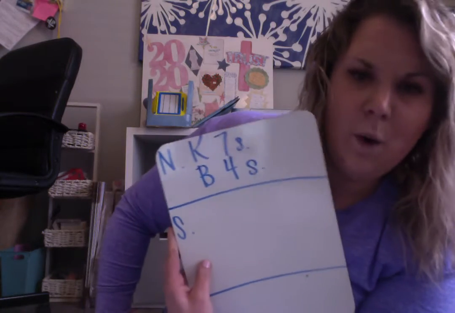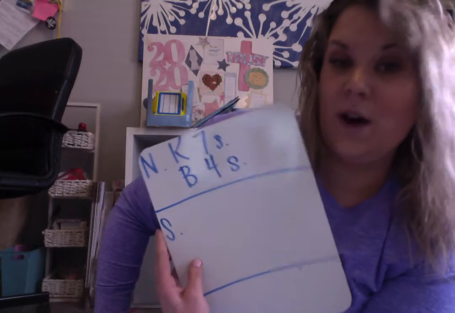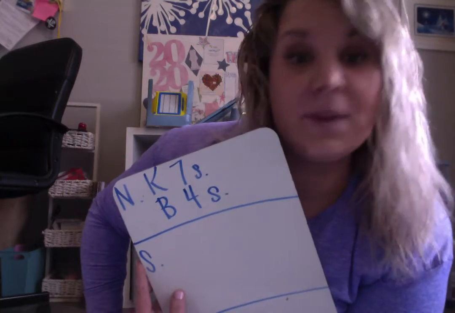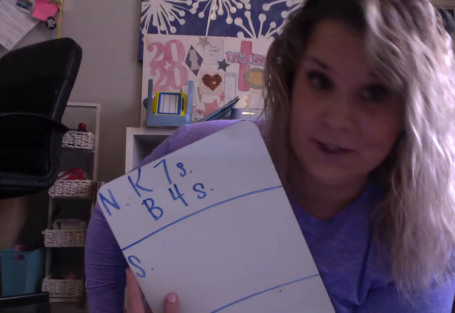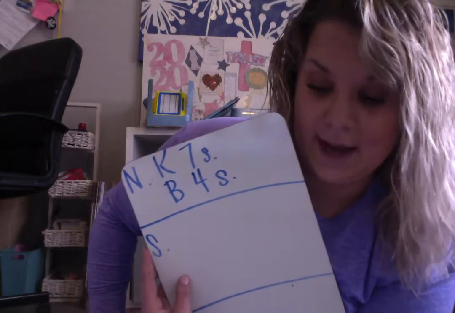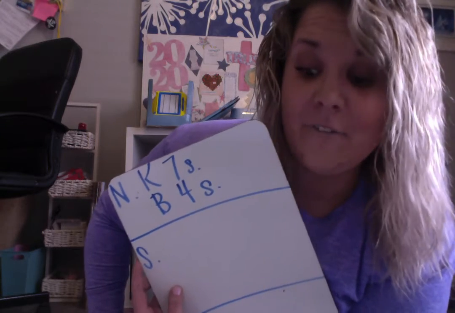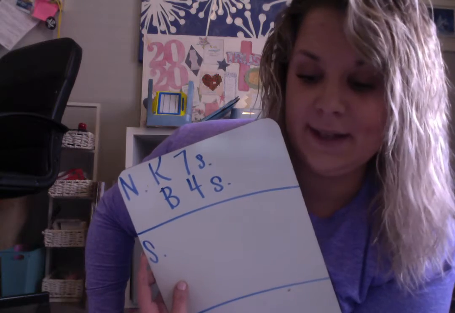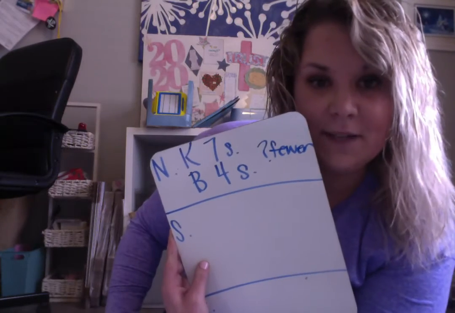Alright? So I need one more thing in my notes. What is the problem asking me to do? It does not want me to tell the total they ate altogether. It says how many fewer slices of watermelon did Ben eat than Kyle. So, in my notes, I'm going to put question mark fewer. That's what I'm solving. How many fewer?